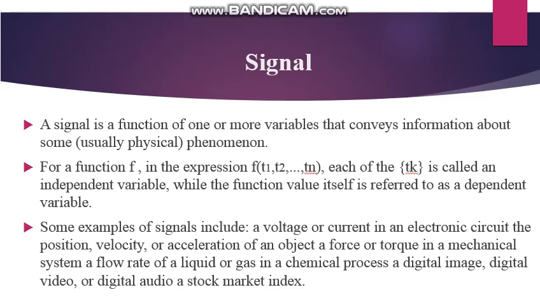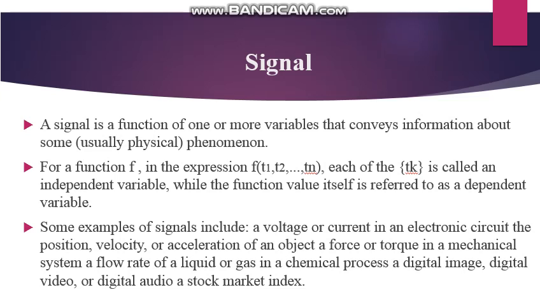So a signal is a function of one or more variables that conveys information about some usually physical phenomenon. For a function f in the expression, each of the variables, that means t1, t2, up to tk, is called an independent variable, while the function value itself is referred to as a dependent variable.